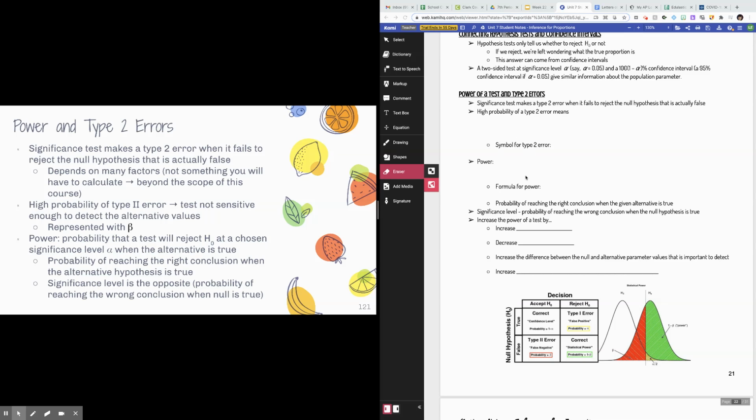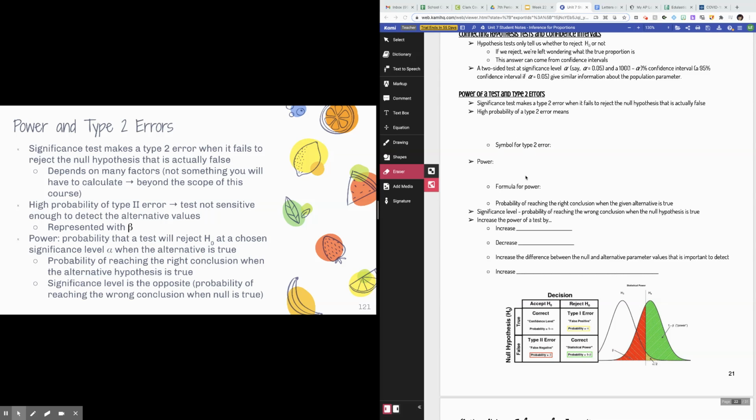Now, we have the ability to calculate the probability of a type 1 error, which I talked about in the last video. The probability of a type 1 error is your alpha value. The probability of a type 2 error, calculating that probability, depends on a lot of different things. It's not something you would have to calculate. That goes beyond the scope of this course because this is an introductory statistics course.